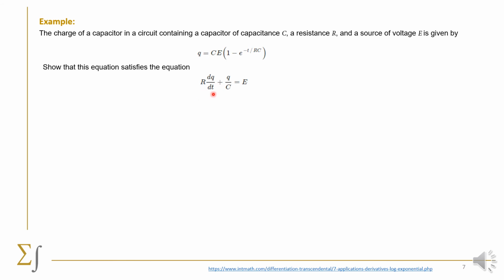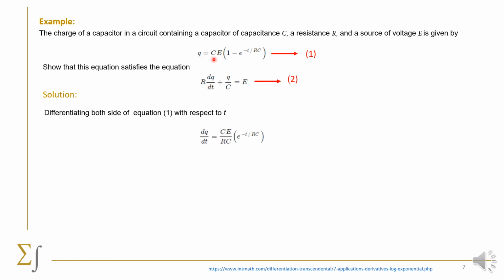It's very straightforward. We will first evaluate dq/dt, and then we will take the left-hand side, plug in the derivative dq/dt, and plug in the q, which is given by equation 1. We call this equation 2, and we will proceed to solve. So first step, we will differentiate both sides of equation 1 with respect to t. Here we have dq/dt equal to CE times 1, which is constant, so the derivative is 0, and then we differentiate minus e^(-t/RC).